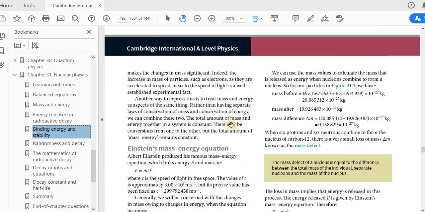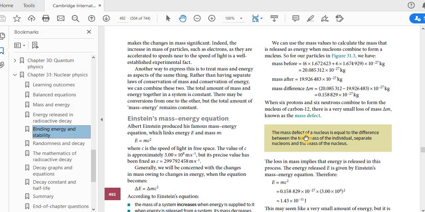Then also we went through mass defect. Mass defect is also called mass deficit, and here you can see again this is in a green box. The mass defect of a nucleus is the difference between the total mass of the individual separate nucleons and the mass of the nucleus. So a nucleus is made up of protons and neutrons. If you take the mass of the nucleus, that will be one mass, compared to if you add the masses of the protons and neutrons separately that make up that nucleus. So that difference in the mass is called the mass defect.